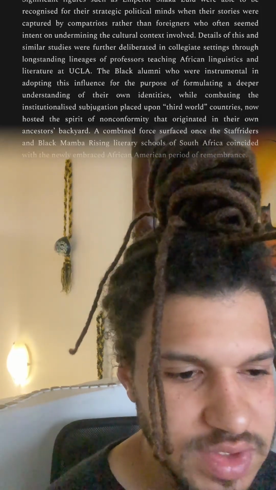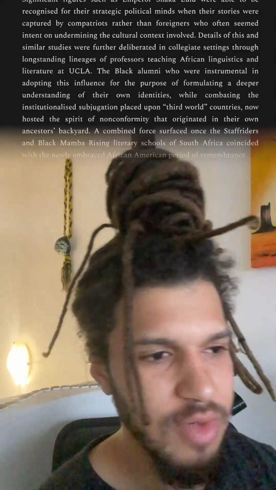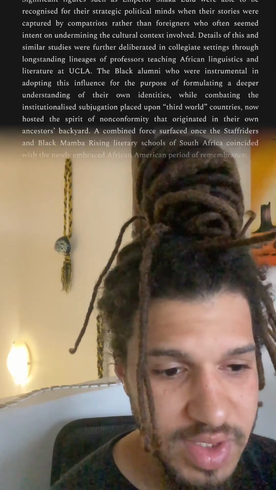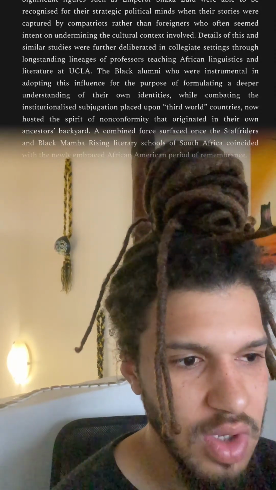And a combined force surfaced once the staff writers in Black Mamba Rising literary schools of South Africa coincided with the newly embraced African American period of remembrance. So as this was going on in America, with the resurgence of some level of South African identity, there were also movements in South Africa in terms of the Black Mamba Rising literary schools and the staff writers, who were coinciding with a level of synchronicity with the African American period of remembrance, due to the likes of the exiled professors who were able to put some level of information out.